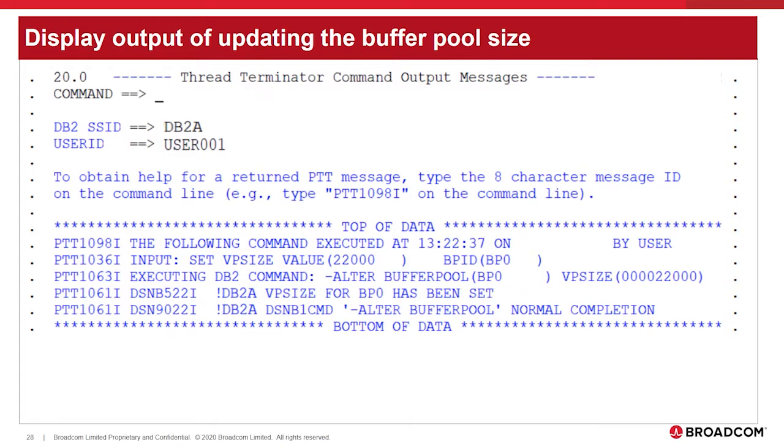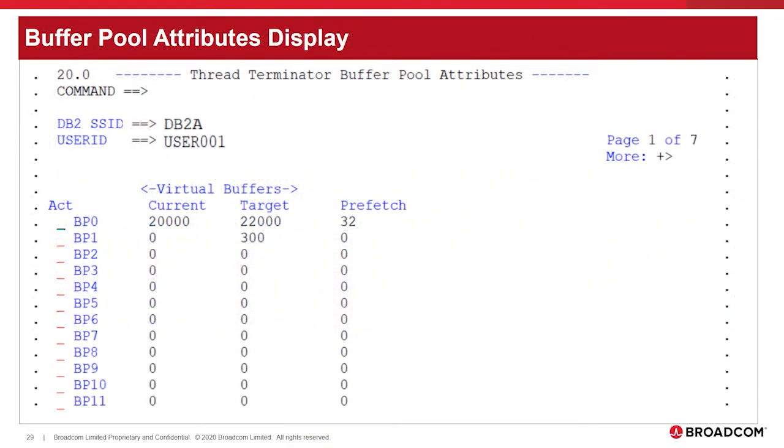As you see here, the command executed successfully. So now ALTER BUFFERPOOL has completed normally. Now we are back to the previous screen. As you see here, the target value for BP0 became 22,000.